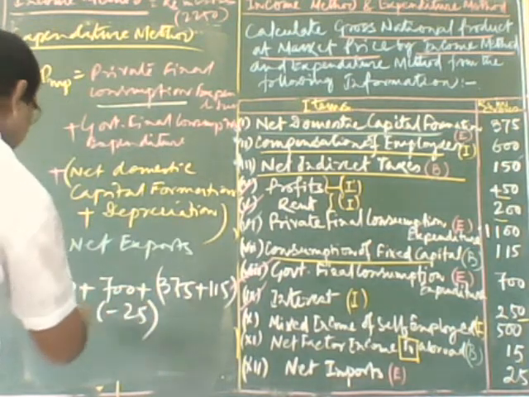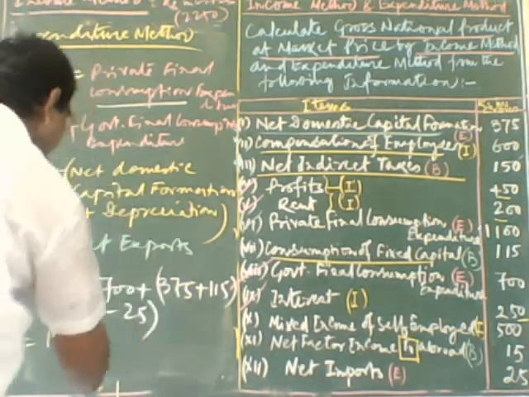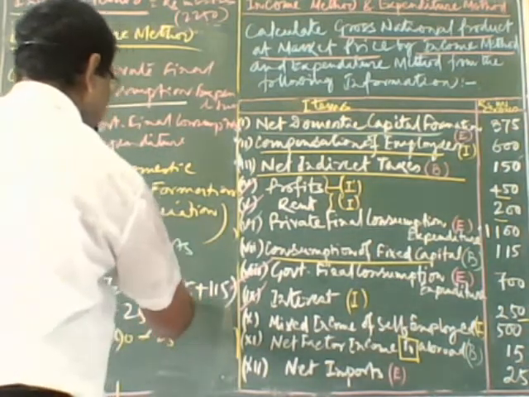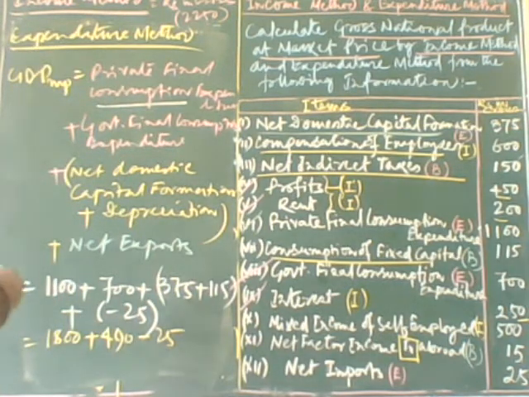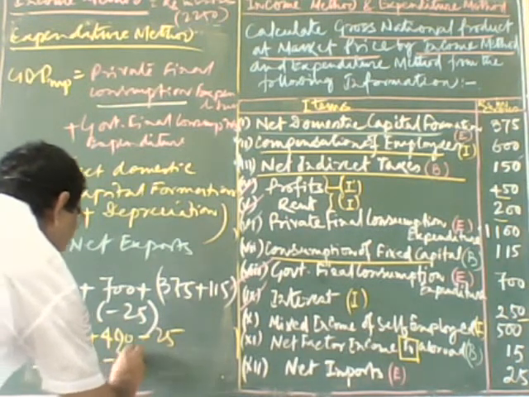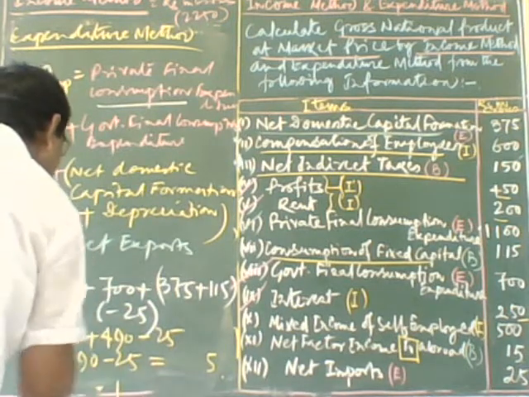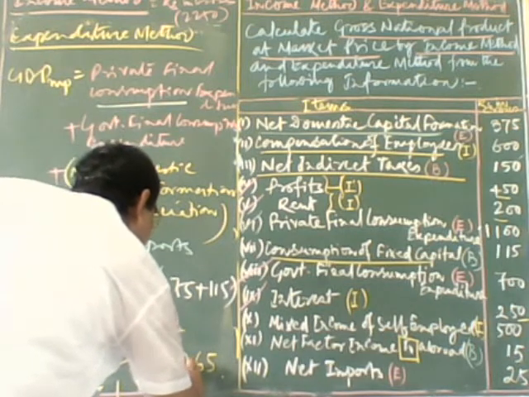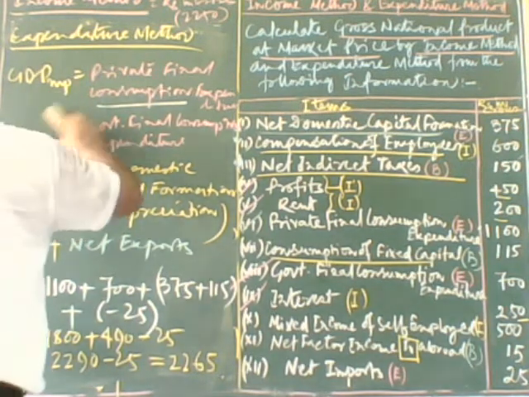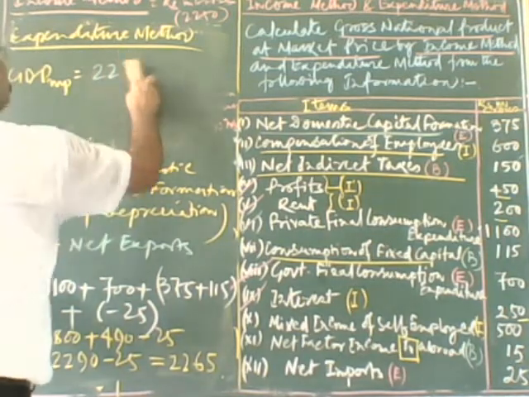Now what is the value? It is equal to 1800 plus 490 minus 25, equal to 2290 minus 25, equal to 2265. So GDP market price is 2265.